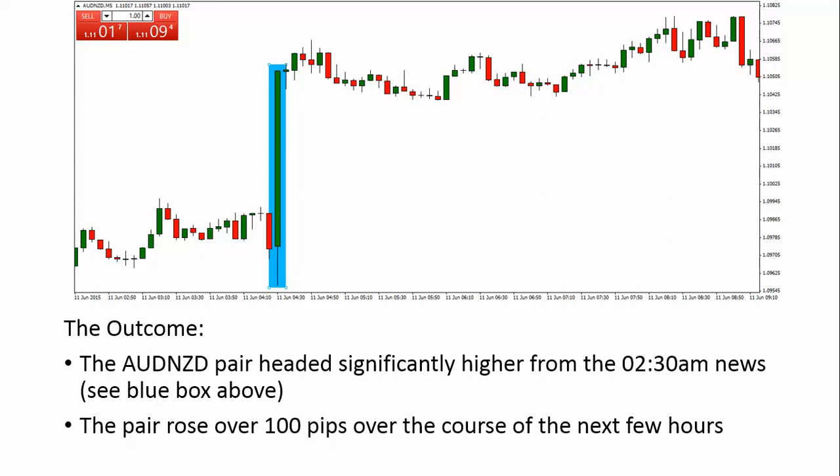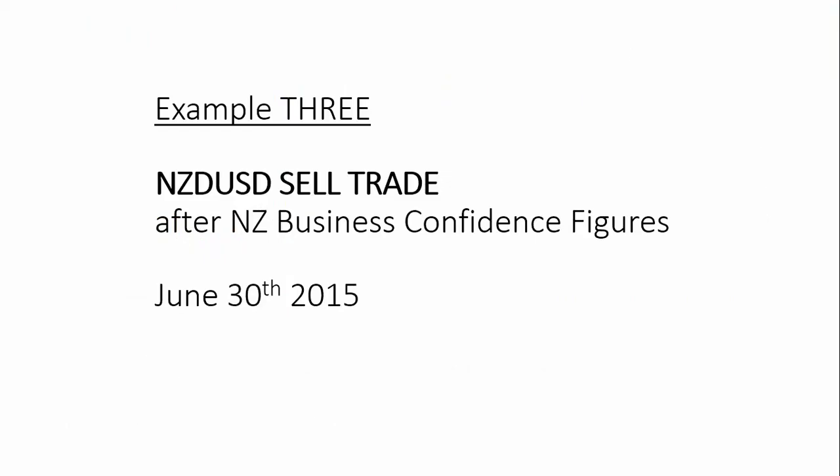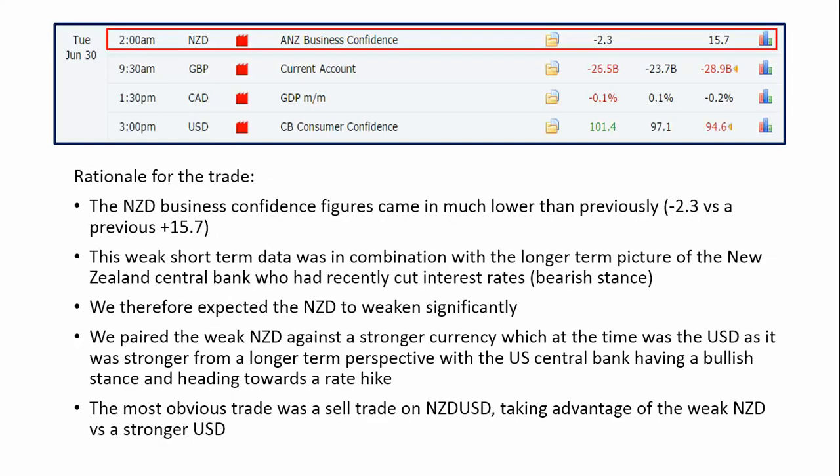Okay, example 3, a Kiwi dollar sell trade after the New Zealand business confidence figures. This was on June the 30th, 2015. As we can see here from our Forex Factory calendar, at 2 a.m. on Tuesday, June the 30th, we had some business confidence figures out of New Zealand.